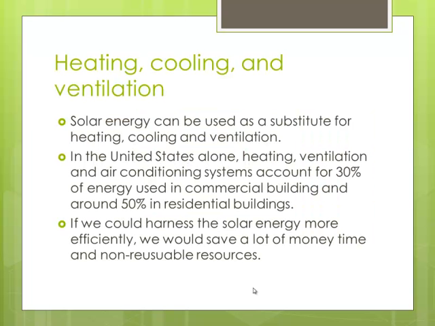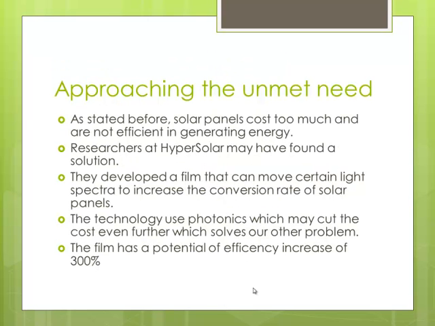Heating, cooling, and ventilation. Solar energy can be used as a substitute for heating, cooling, and ventilation. In the United States alone, heating, ventilation, and air conditioning systems account for 30% of energy used in commercial buildings and around 50% in residential buildings. If we could harness the solar energy power more efficiently, we could save a lot of money, time, and non-reusable resources.